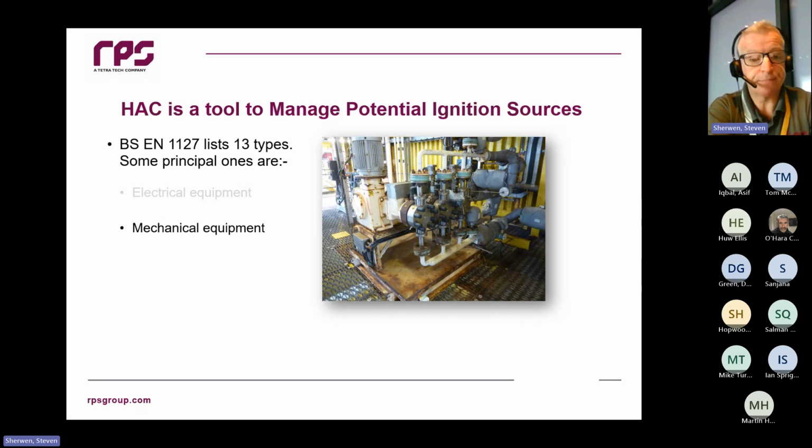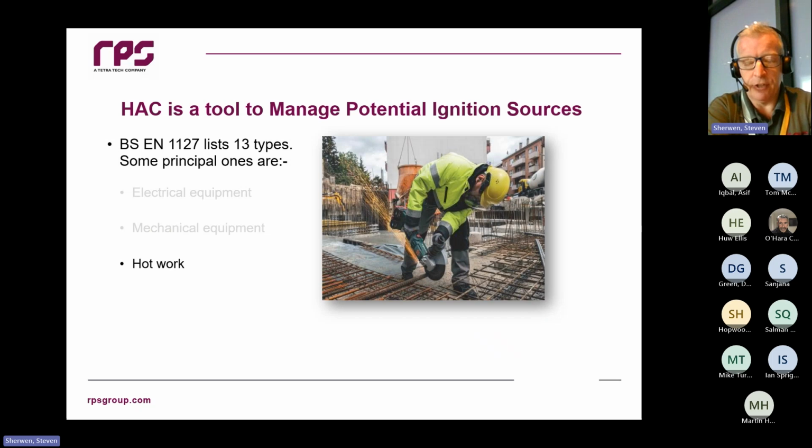But then we get into the more operational things. So hot work, where you've got a zone, you need to manage hot work so that you're not producing sparks, you haven't got naked flames there, and so that people know where the zones are, so that they know they can't take power tools in there, they can't just start carrying out hot work.